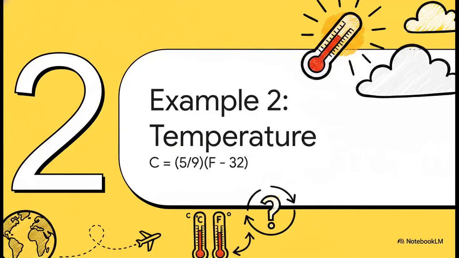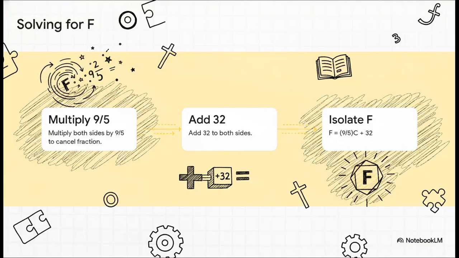Example 2. Temperature conversion. C equals 5/9 times the quantity of F minus 32. So this formula says Celsius equals 5/9 times Fahrenheit minus 32. Now, this is great if you want to know the temperature in Celsius. But what if you're traveling, you're looking at a Celsius thermometer, and you're trying to figure out what that actually means in Fahrenheit? Well, we need to get F all by itself.